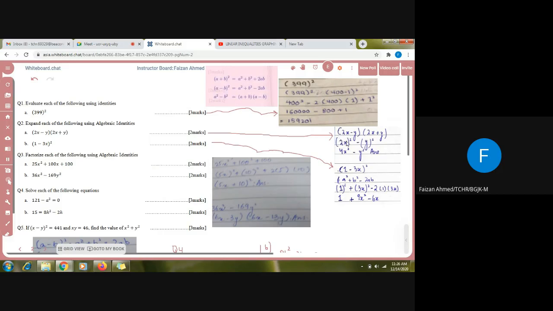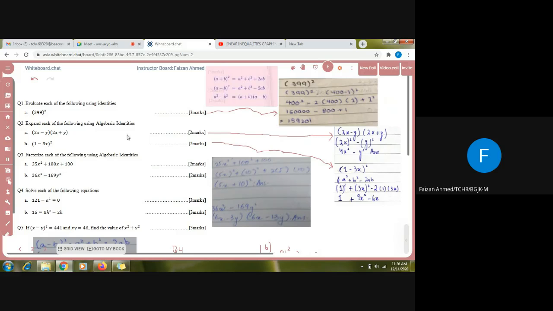So I will just take the first term. The first term is 2x, and I will take the square of 2x. 2x square will be 4x square, and then the negative sign, and then the square of y will be y square. 2x whole square means I have to take the square of 2. The square of 2 is 4, and I will also take the square of x. x square is x square. So this is basically the factorized form with the brackets, and this is the expanded form without the brackets.